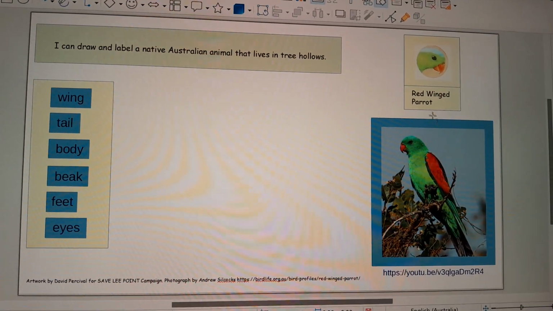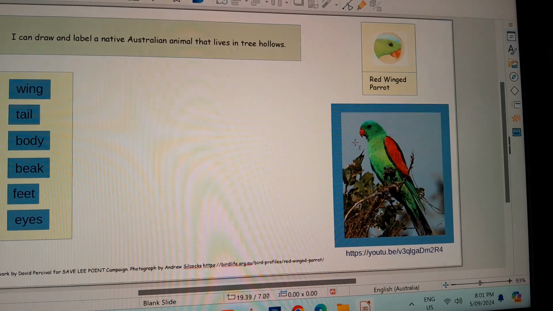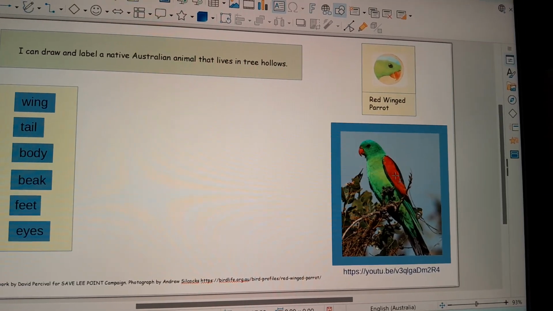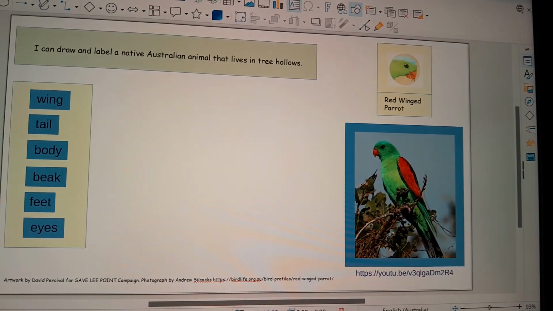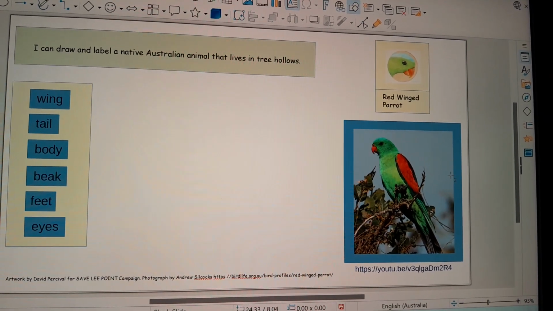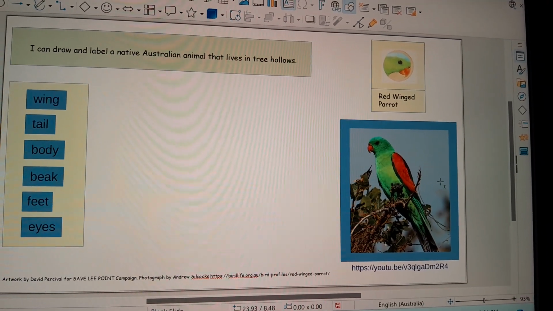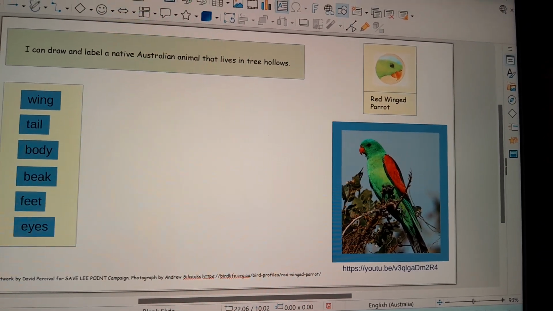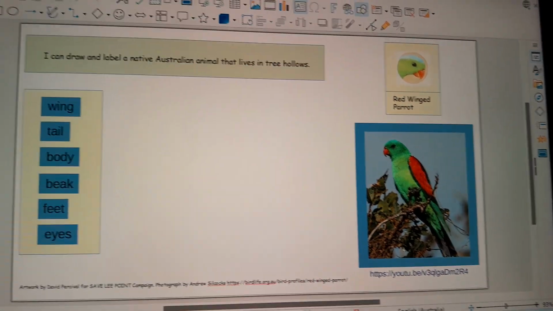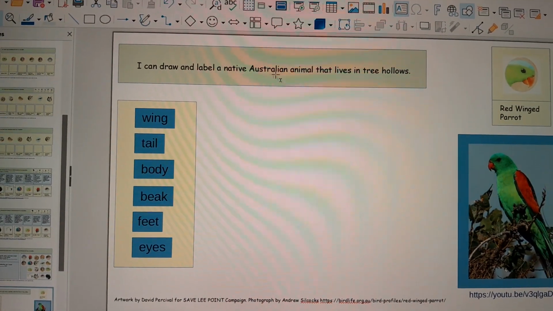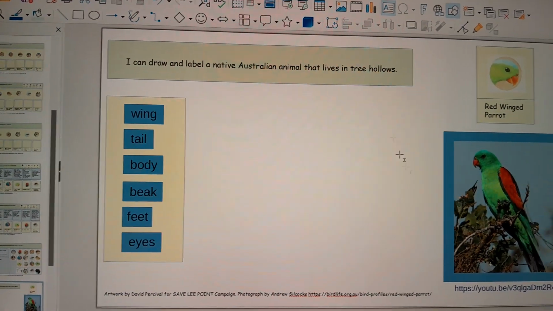We're focusing on the red-winged parrot. It's important, I think, and this is part of my Montessori training as well, that we give the children not just a realistic drawing, but not an animation either, because we want to see what they really look like in a picture, like a photograph of it. All right, so I can draw and label a native Australian animal that lives in tree hollows.